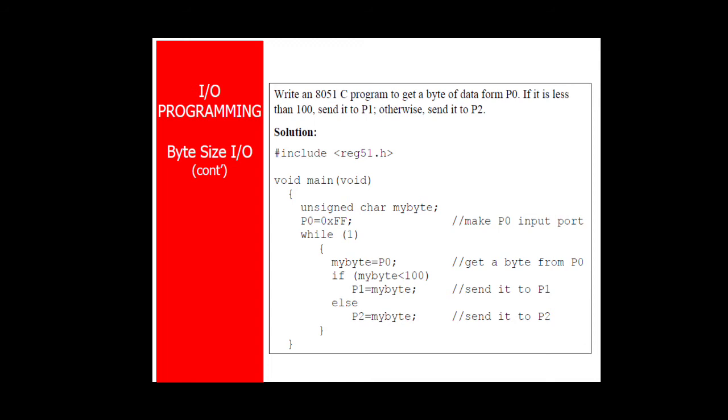In the main function, first we have unsigned char my byte, then since we have to make P0 an input port, therefore P0 is equal to 0xFF. Then inside the while loop, first we have to take data from P0, my byte equal to P0. Then we have to check, is the my byte value less than 100? So if it is less, then send it to P1, otherwise send it to P2. It's a simple program.